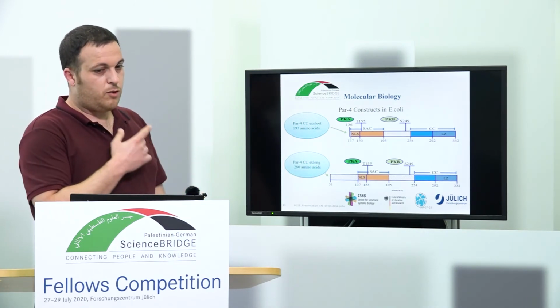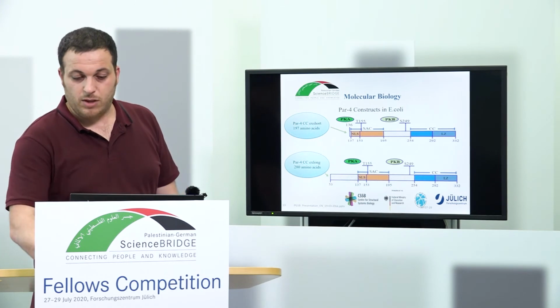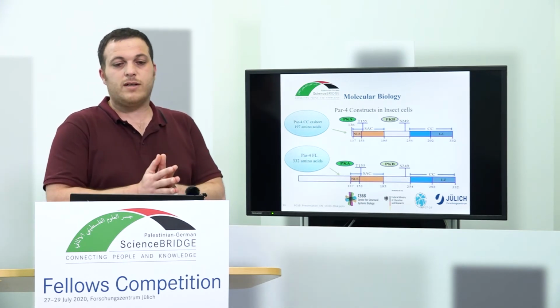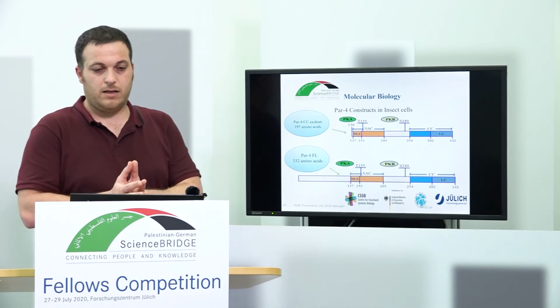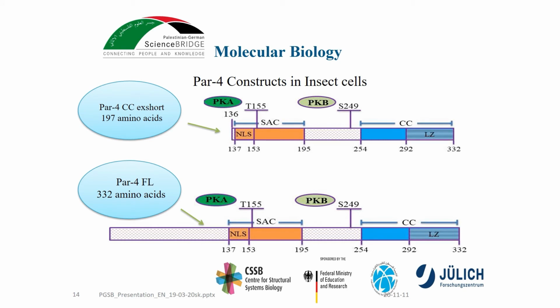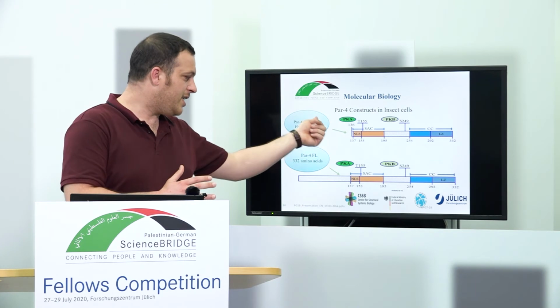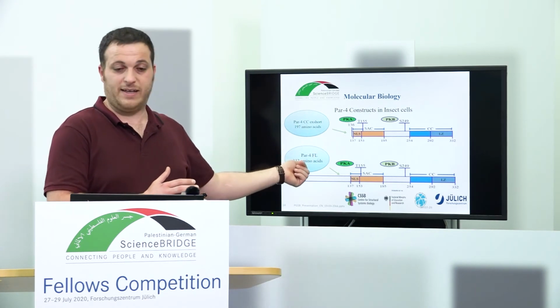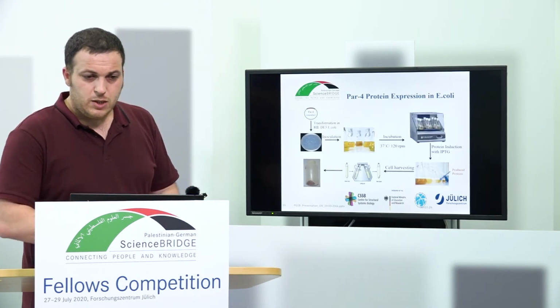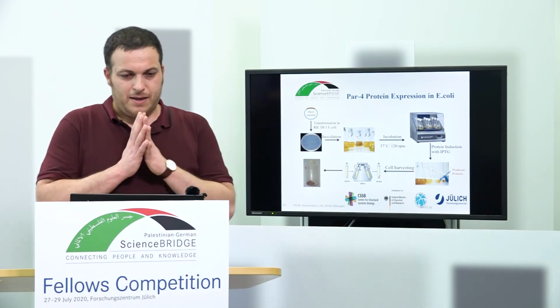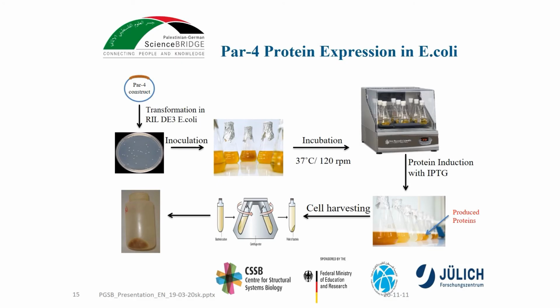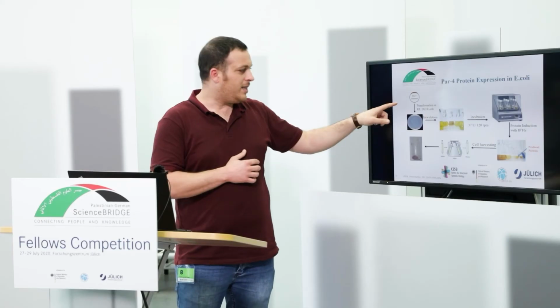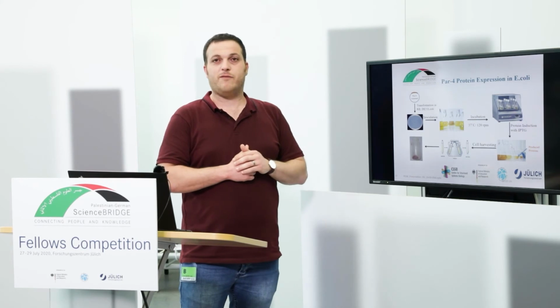These constructs are to be expressed in E. coli, Escherichia coli, and we also have two constructs to be expressed in insect cells, nearly the same: CCX short and Par-4 full length. For Par-4 protein expression in E. coli, we use the pET11a vector, which carries the clone for Par-4.